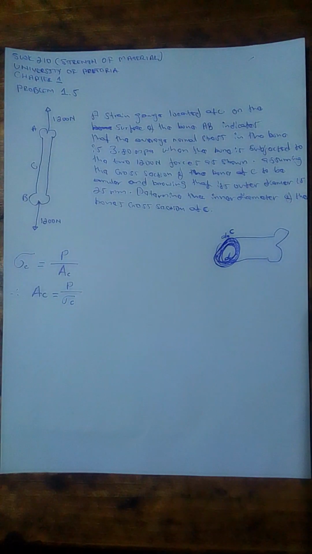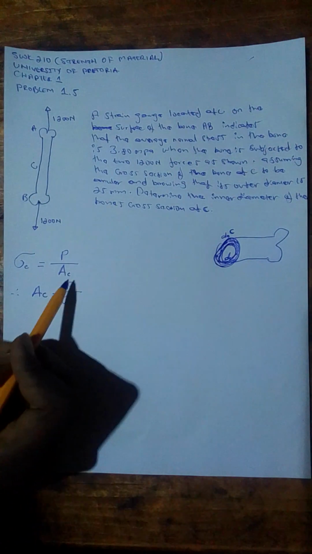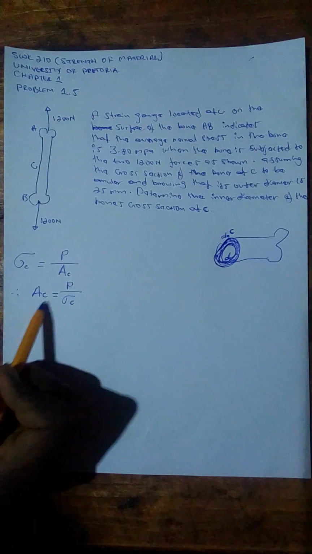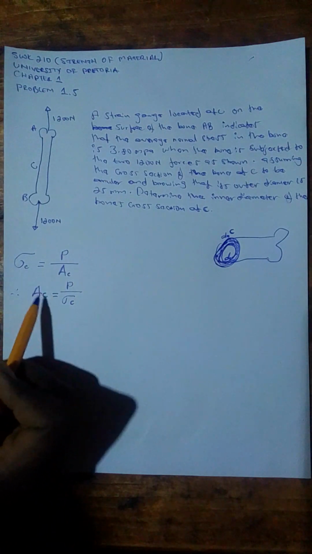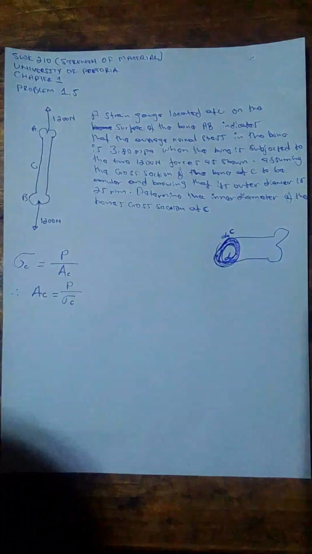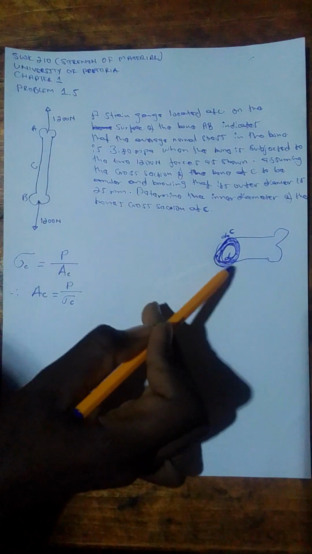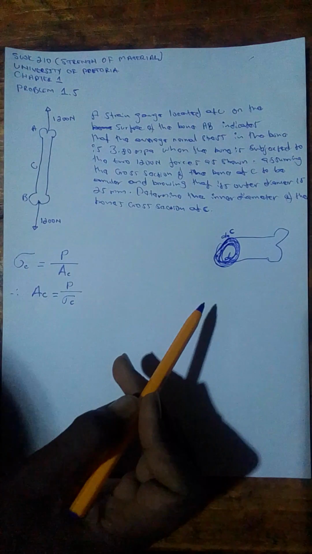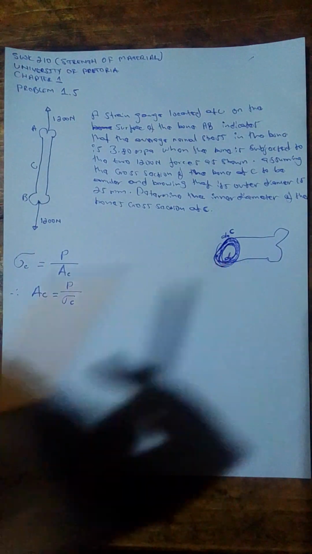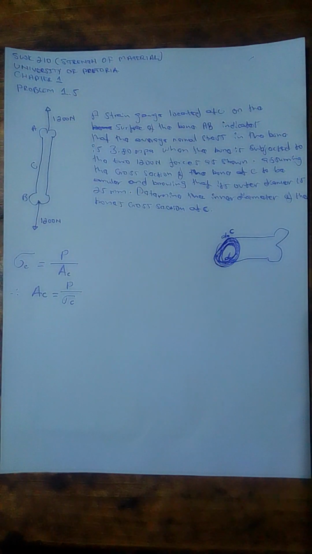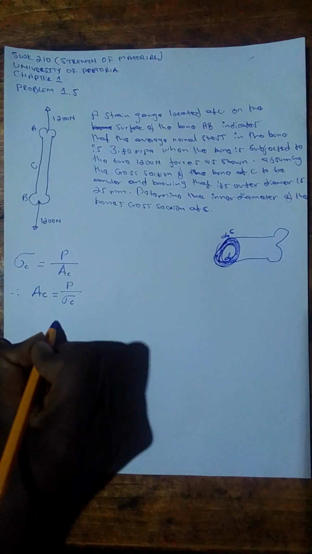This is simple arithmetic. Now if we know P and the stress, we can calculate the area, and that area is the cross section here. If we find that area, then we can easily use simple arithmetic to calculate the internal diameter. Now, we can just do substitutions.